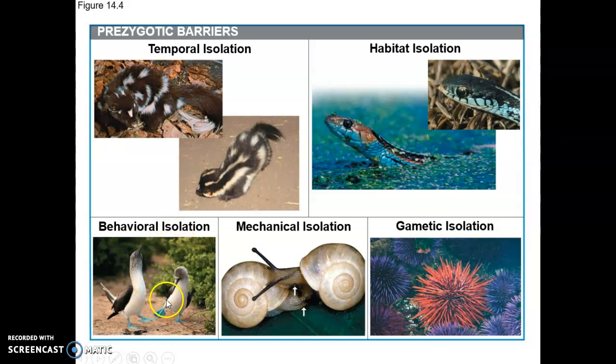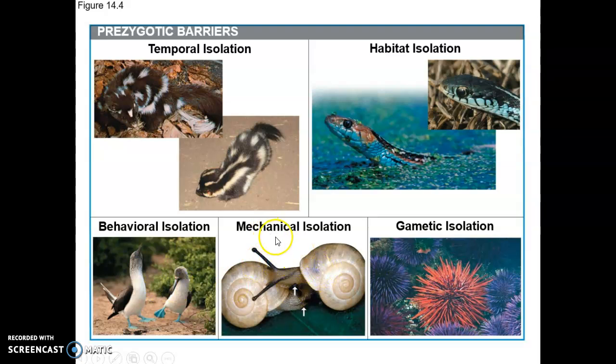Okay, like bird songs, right? Birds sing, often males, to attract the females. The females, if they don't recognize or are receptive to that behavior, then they simply won't mate. And that is common between closely related different species.